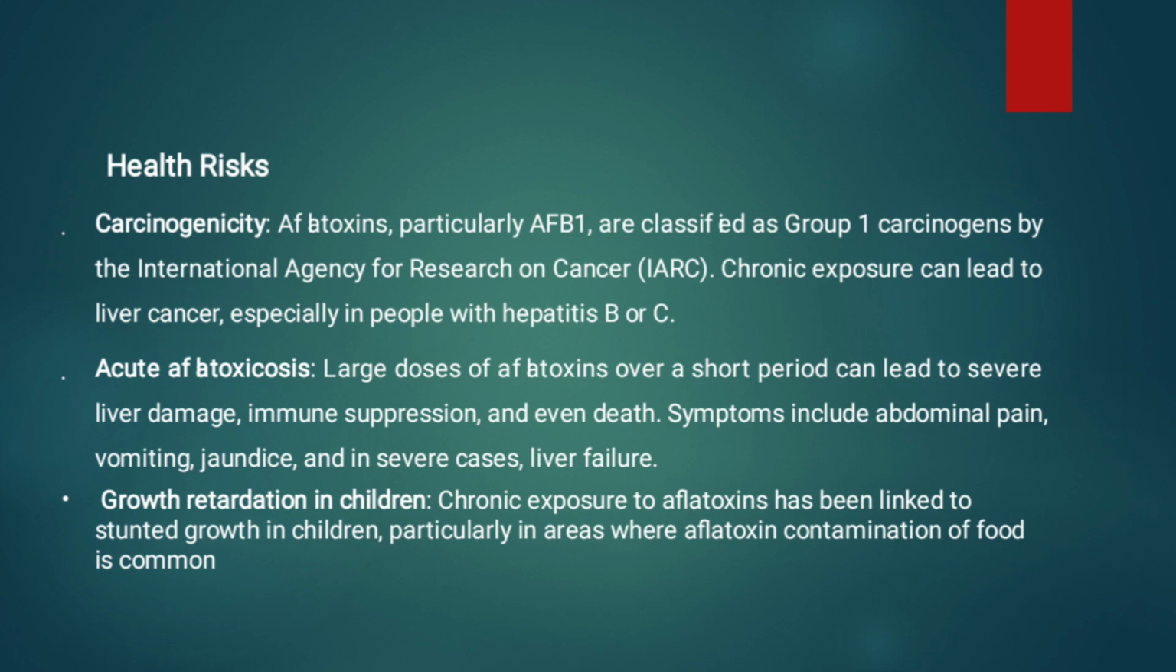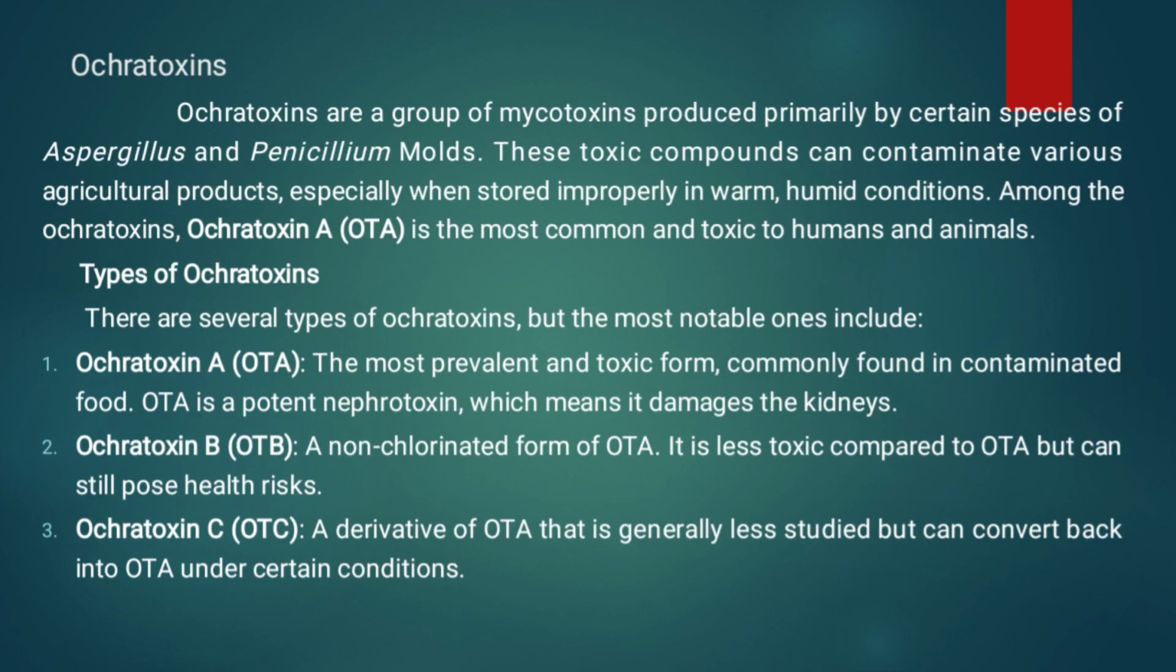Another important mycotoxin is ochratoxin. Ochratoxins are a group of mycotoxins produced primarily by certain species of Aspergillus and Penicillium molds. These toxic compounds can contaminate various agricultural products, especially when stored improperly in warm, humid conditions. Among the ochratoxins, ochratoxin A is the most common and toxic to humans and animals.